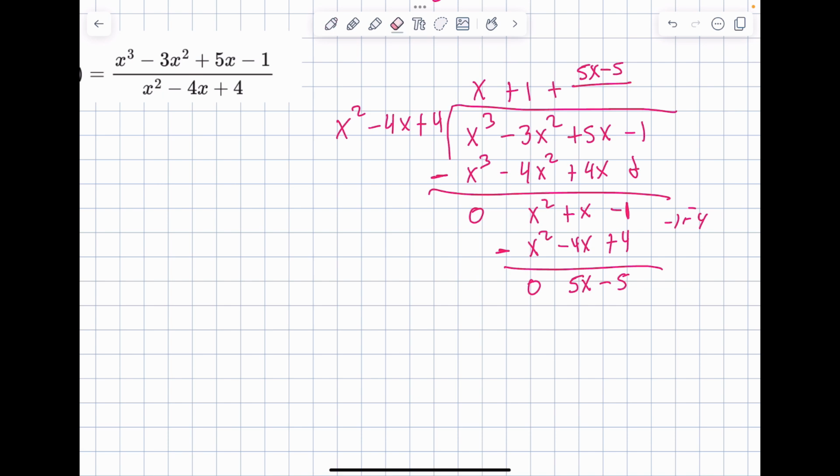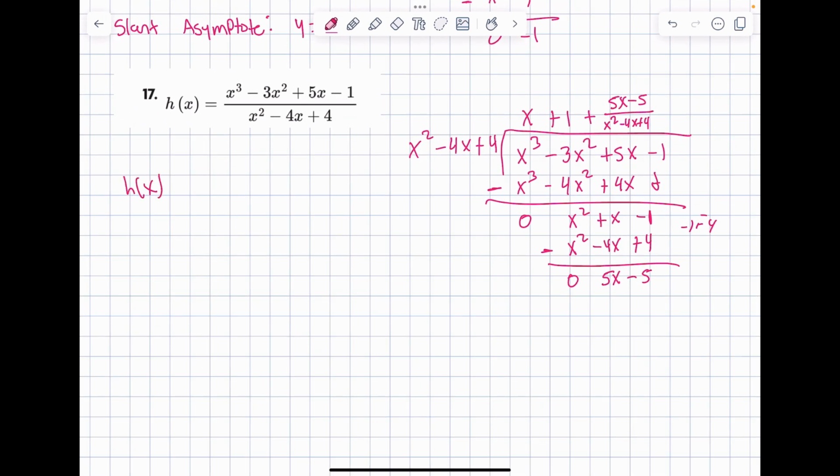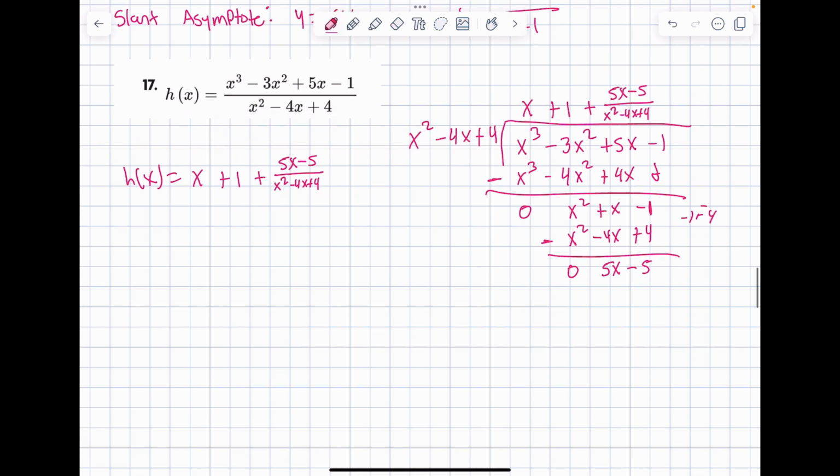This is technically my remainder over x squared minus 4x plus 4. So then again, h of x is equal, I don't know why I haven't been doing this earlier. Copy, paste, right? And then my slant asymptote is only equal to y is equal to x plus 1.